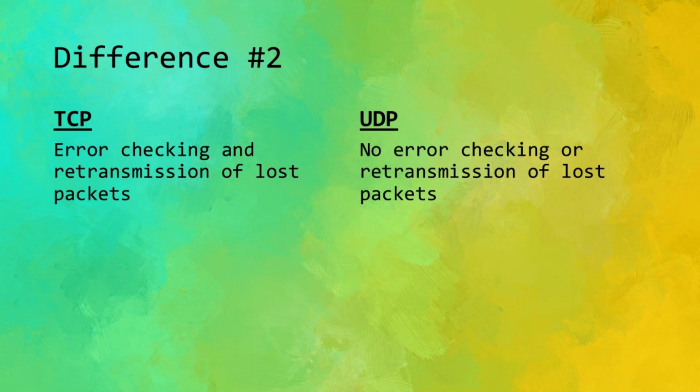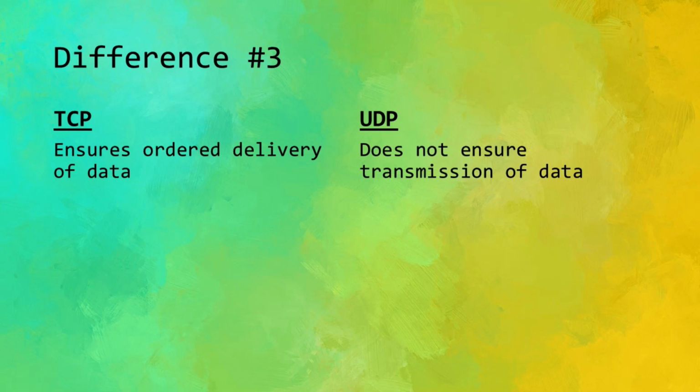The second major difference is that TCP provides error checking and retransmission of lost packets, whereas UDP does not. TCP ensures that data is transmitted without any errors. If any packets are lost, it retransmits them until they are received. UDP, on the other hand, does not provide any error checking. If packets are lost, they are simply discarded. The third major difference is that TCP ensures ordered delivery of data, whereas UDP does not. TCP guarantees that data is received in the order it was transmitted, whereas UDP does not provide any guarantee regarding the order of data transmission.